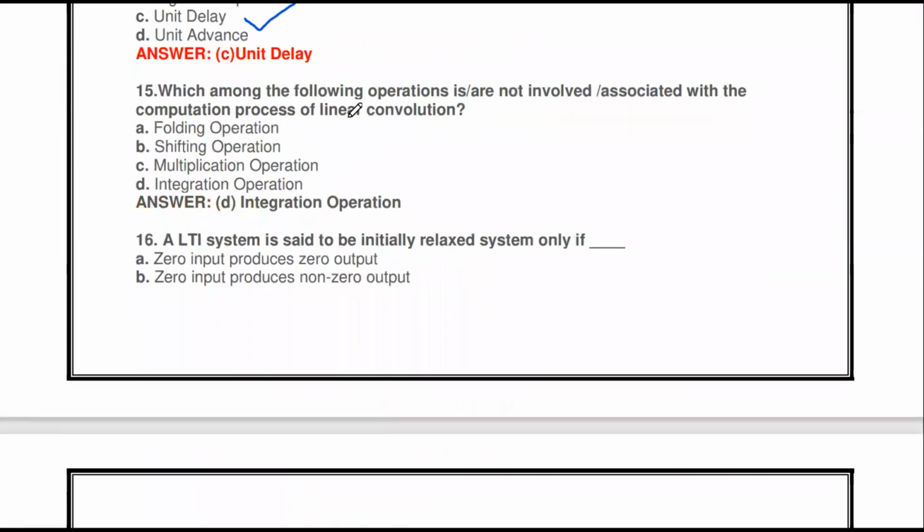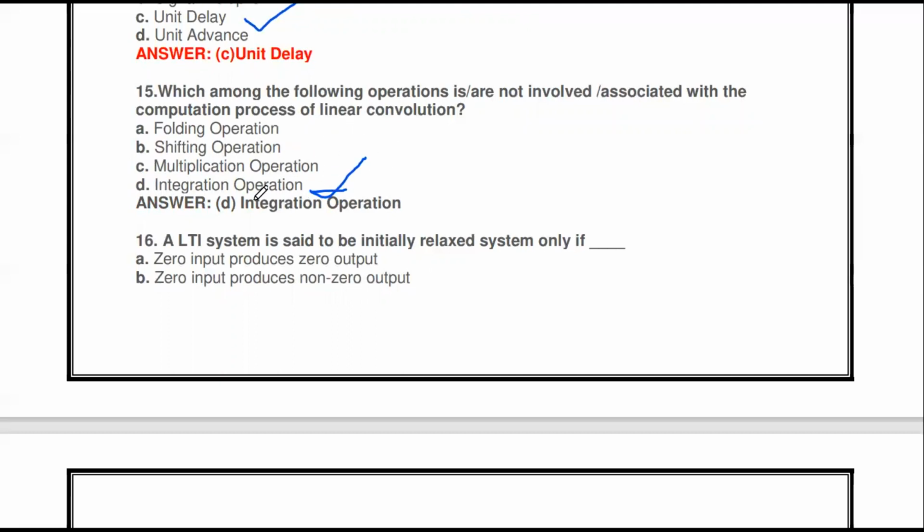Then, which among the following operations is not associated with the computation of linear convolution? Okay, for a discrete system we use the process called convolution, also called linear convolution or convolution sum. So in the linear convolution process, which operation are we not using? Folding we can use, shifting we can use, multiplication we can use, but integration is not used in linear convolution.